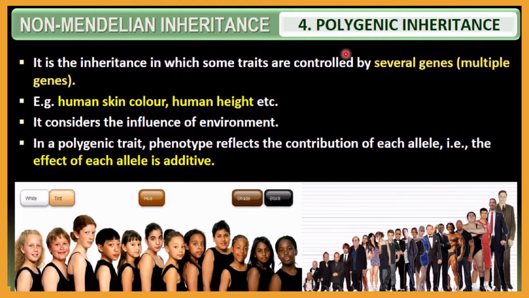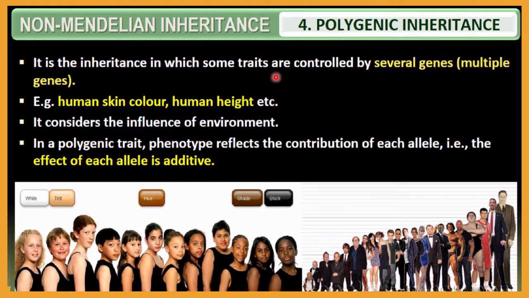So what is polygenic inheritance? Poly means more than two. Genics means more than two genes are responsible for inheritance. It is the inheritance in which some traits are controlled by several genes, more than two genes. That's why it is called multiple genes, and that's why the name polygenic inheritance is given.